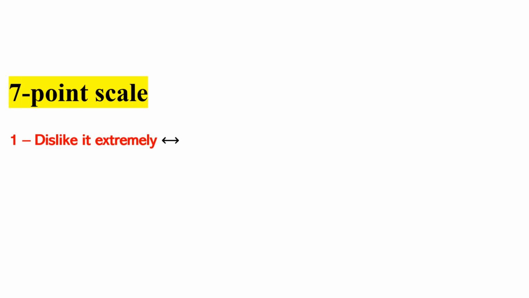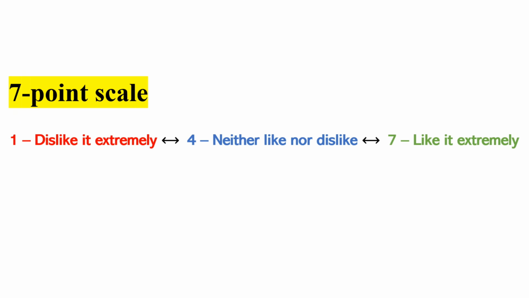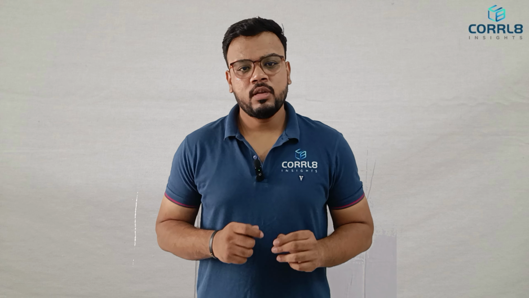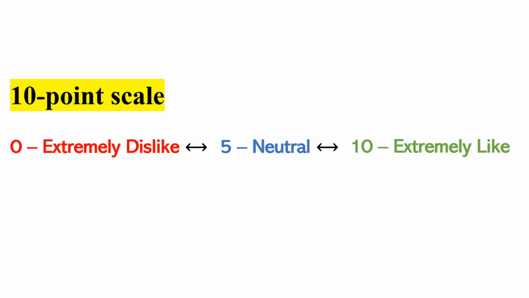Now, in some cases, we use 7-point scales to capture more sensitivity. It adds an extra layer in between. For example, 1 for dislike it extremely, 4 for neither like nor dislike, and 7 for like it extremely. This gives researchers finer details when measuring consumer attitudes, especially in product testing. And similarly, there are 10-point Likert scales, where ratings go from 0 to 10. Like for a 10-point scale, 0 means extremely dislike, 5 means neutral, and 10 means extremely like. This keeps the survey clean and easy while maintaining the accuracy of measurement.